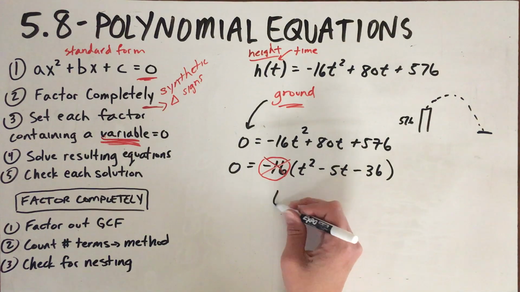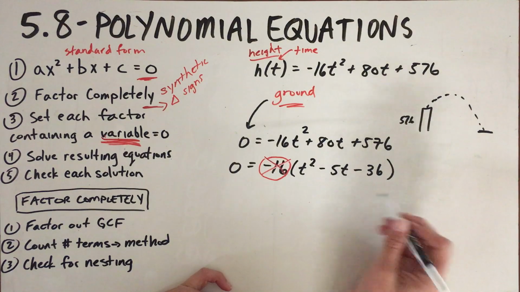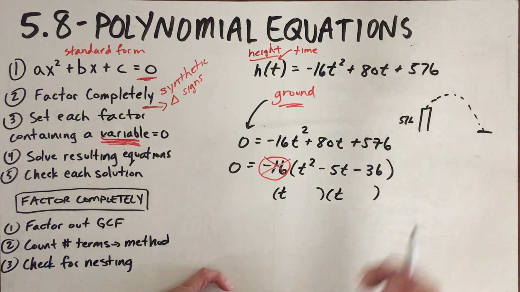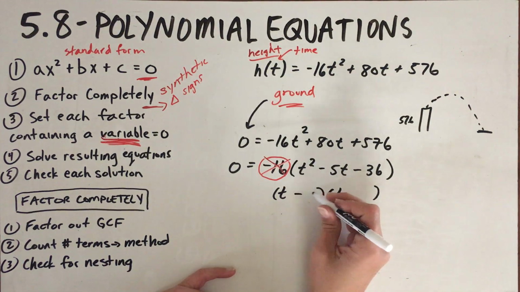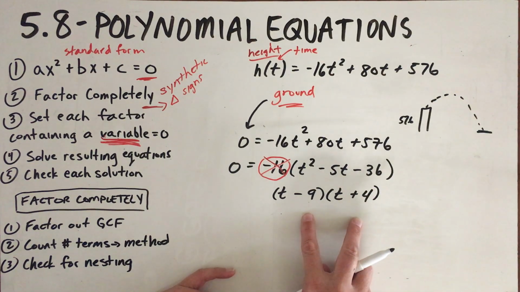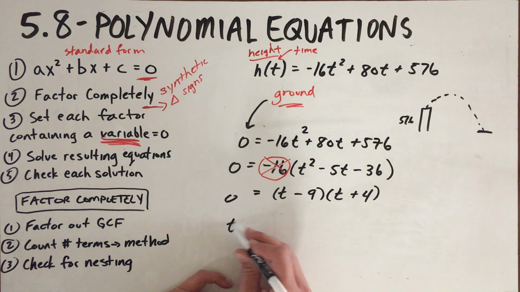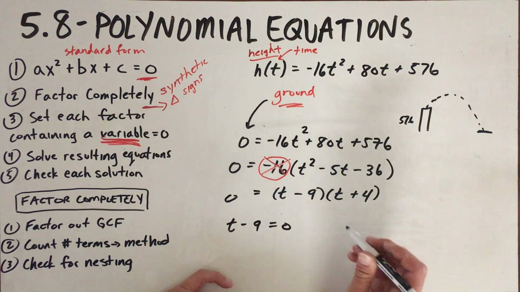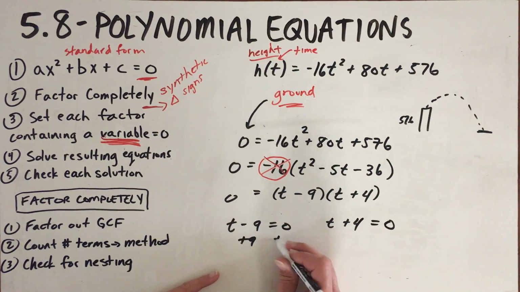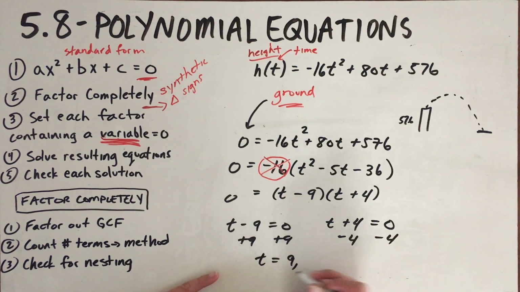So now I'm going to factor t squared minus 5t minus 36 completely. This is another one where I'm going to get a 9 and a 4. It's going to be a minus 9 and a positive 4. Those multiply to the negative 36 and sum to the negative 5. So if I set each factor now equal to 0, t minus 9 and t plus 4, I'm going to add 9 to both sides here and subtract 4. Then I get these two answers: t is equal to 9 and it's equal to negative 4.